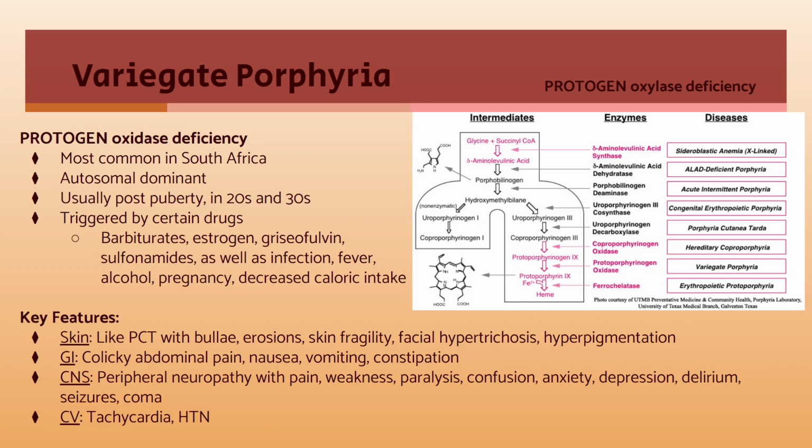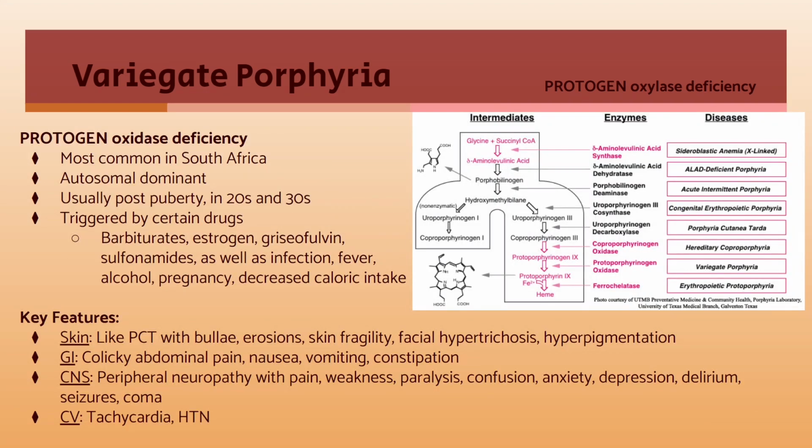Your key features here, again, you're going to get bullae, erosion, skin fragility, facial hypertrichosis, hyperpigmentation. GI-wise, you're going to get colicky abdominal pain, nausea, vomiting, constipation. CNS-wise, you're going to get peripheral neuropathy with pain, weakness, and paralysis. Maybe even central nervous system concerns like anxiety, depression, delirium, seizures. And then this one can present sometimes with tachycardia and hypertension as well.